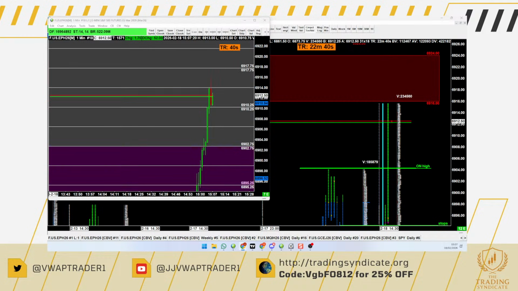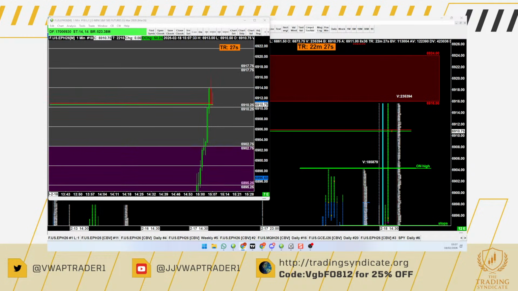So 5 hours ago, I told you guys this thing would rotate higher. I told you guys it was going to rotate higher again. It's just rotation. That's all it is.